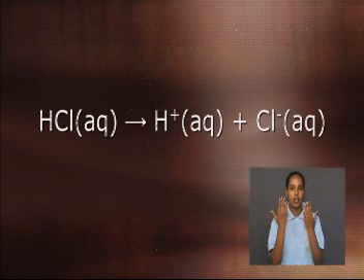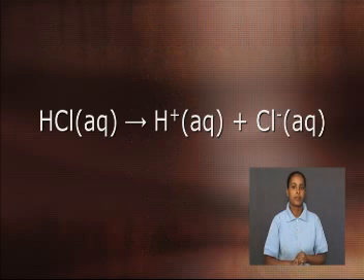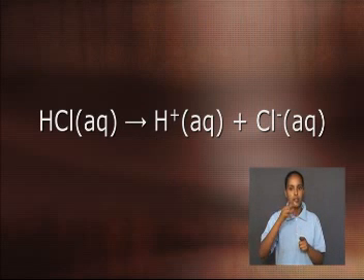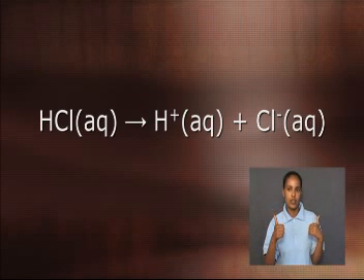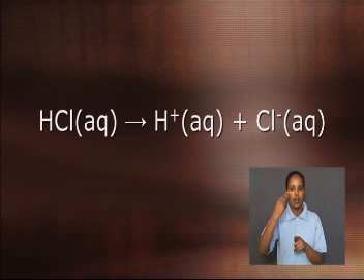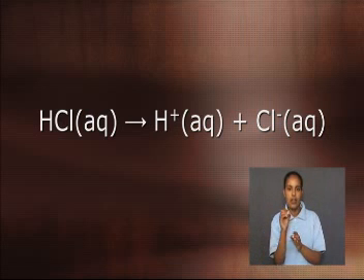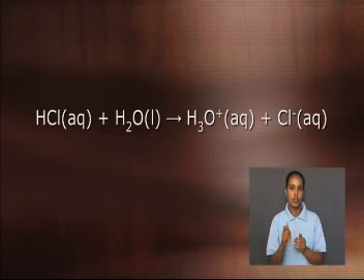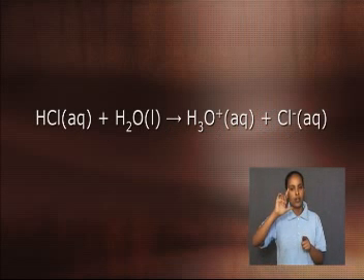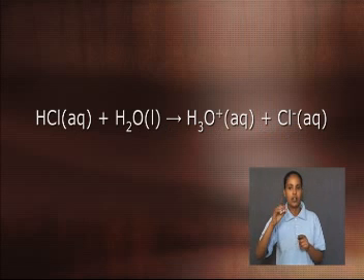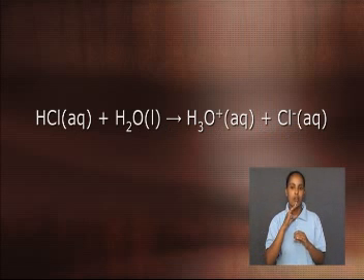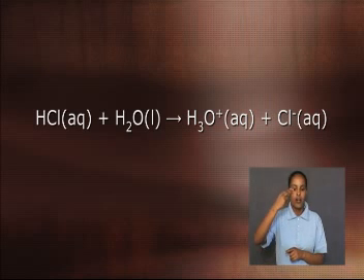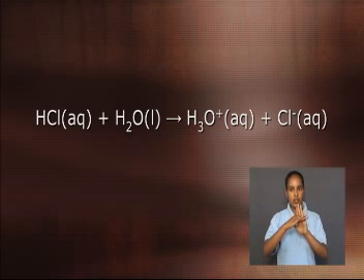Let us look at an example. When hydrochloric acid dissociates, it forms a hydrogen ion and chloride ion, as shown by this equation. When hydrochloric acid dissociates in water, it forms a hydronium ion and chloride ion. This can be represented by this equation.